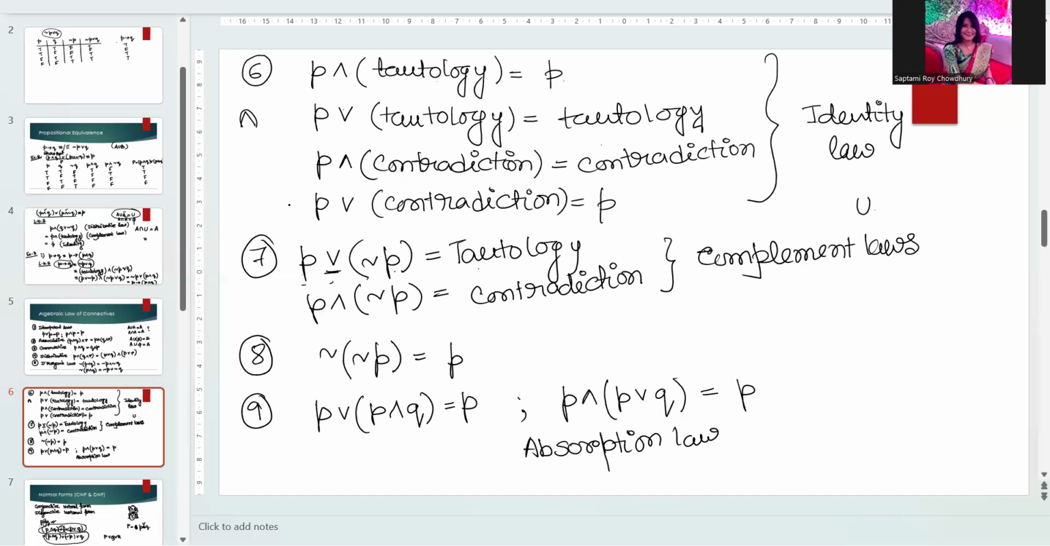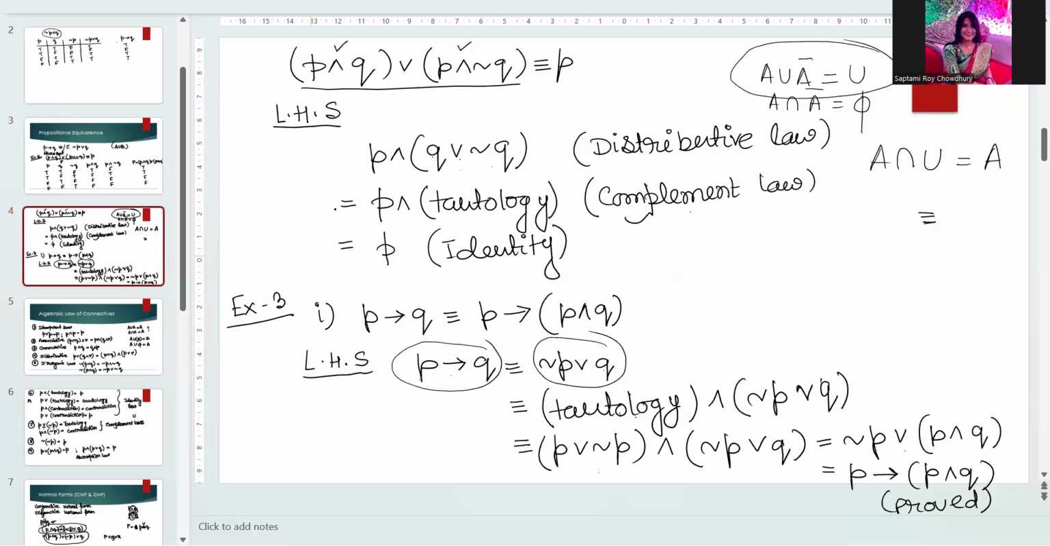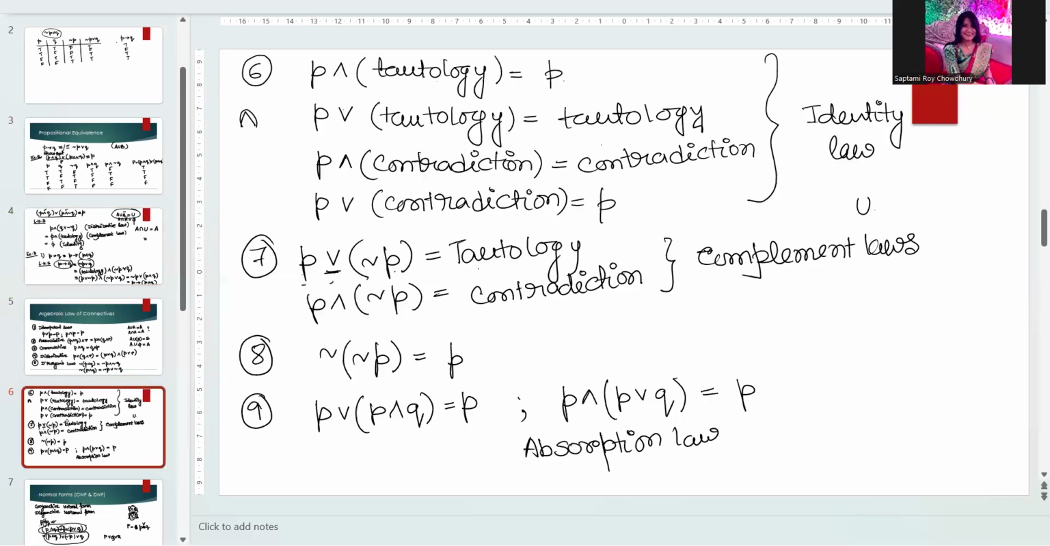Right? Now, you can solve this problem using the truth table method, or you can solve the same problem using this one. Both are valid. Whichever method is easier for you, you can solve using any one of these. Okay.